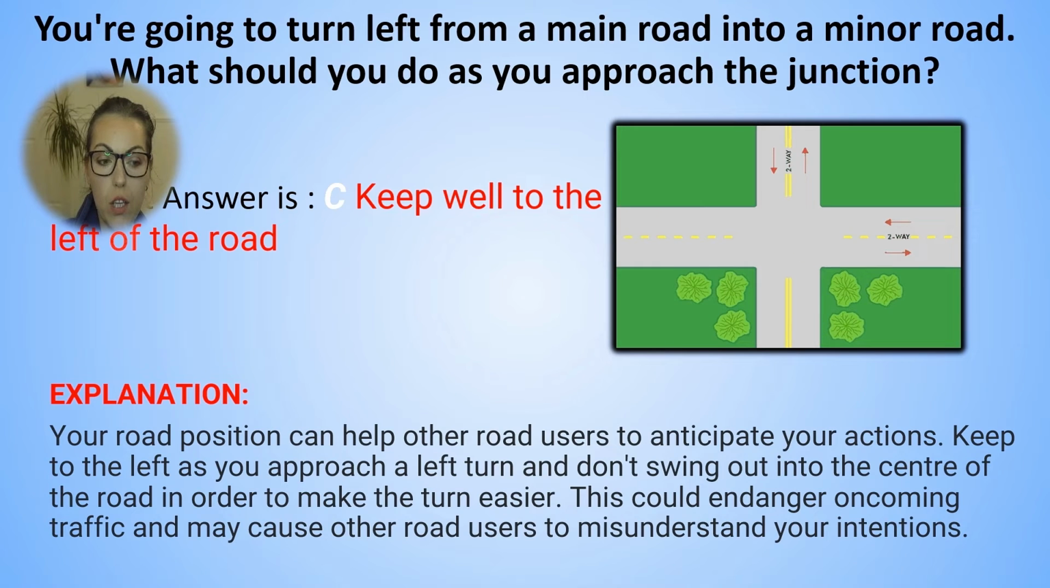Explanation. Your road position can help other road users to anticipate your actions. Keep to the left as you approach a left turn and don't swing out into the center of the road in order to make the turn easier. This could endanger oncoming traffic and may cause other road users to misunderstand your intentions.